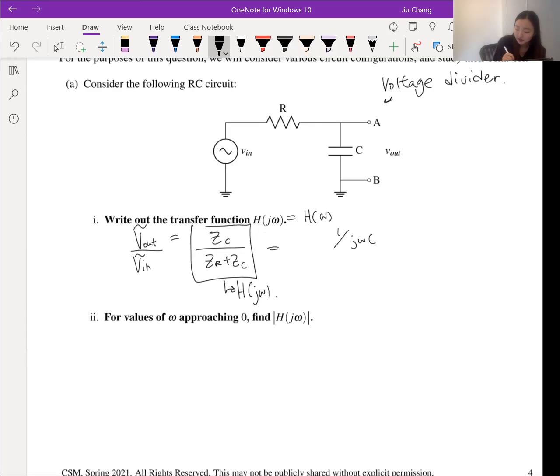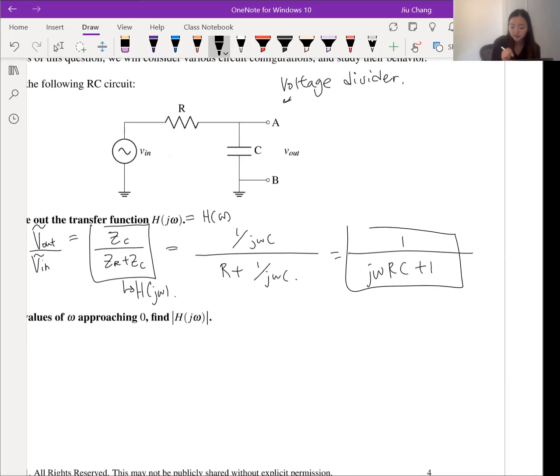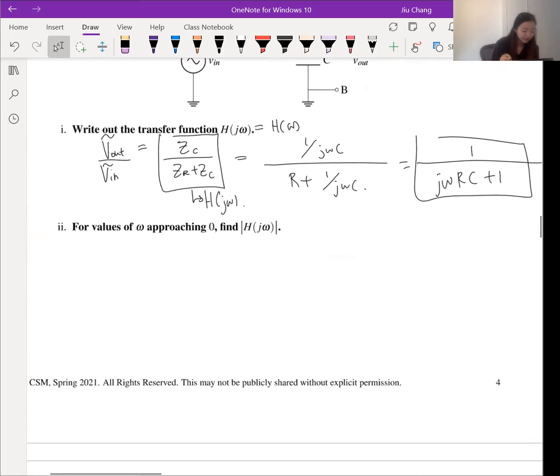But this is just given by the forms of impedances of the resistor and the capacitor that we already know. So we simplify this by multiplying j omega C on both the numerator and the denominator, and we get this. So that will be our transfer function.